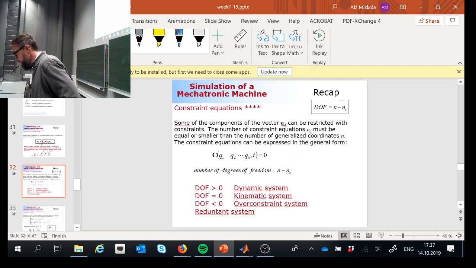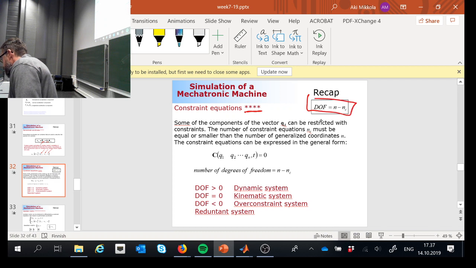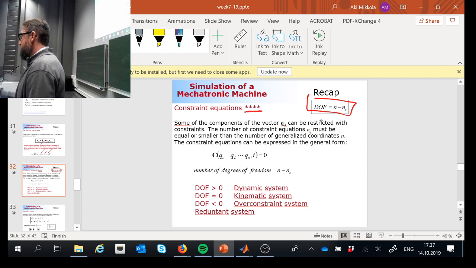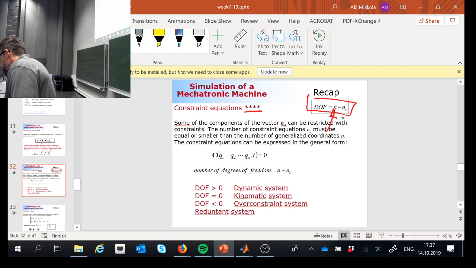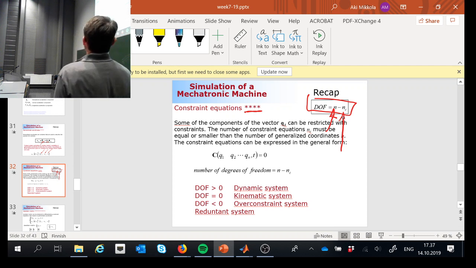Then constraint equations, equally important. By the way, there may be questions like: please compute the number of degrees of freedom. Don't think about any shortcut, just compute the number of generalized coordinates, compute the number of constraint equations, and do the math. Simple like that.